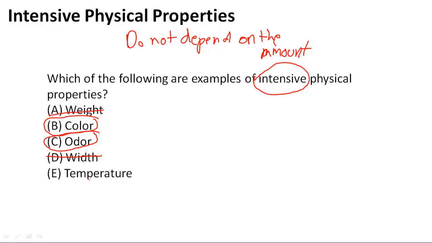Lastly, we have temperature. And temperature does not depend on how much of something we have. Either something is hot or cold, and it doesn't really matter how much of that thing we have. So E also is an intensive physical property. So for this answer, color, odor, and temperature are all examples of intensive physical properties. So B, C, and E are our answers for this question.